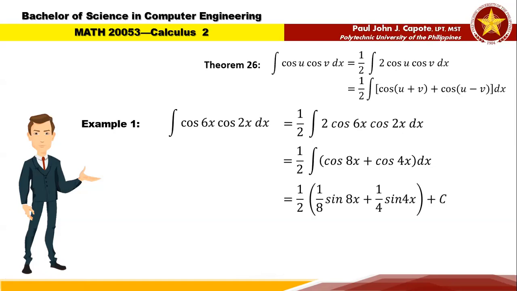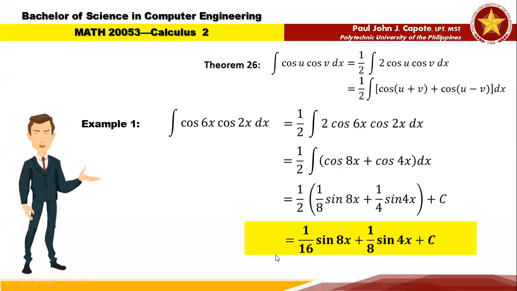And what to do next? So we integrate each term in the integrand. So the integral of cosine 8x, we all know from our previous discussion on integration of trigonometric functions, the integral of cosine u is sine u plus c. And so we have 1 over 8 sine 8x plus the integral of cosine 4x, which is 1 fourth sine 4x plus c. And then what to do next? We will distribute this 1 half to each term inside the quantity. So the final answer is 1 over 16 sine 8x plus 1 over 8 sine 4x plus c.